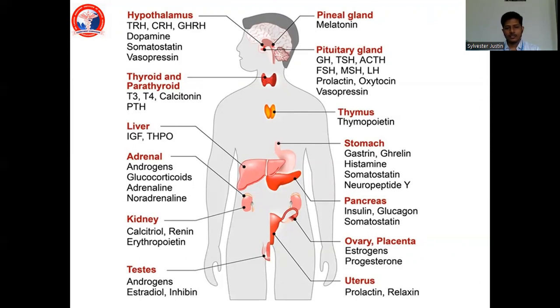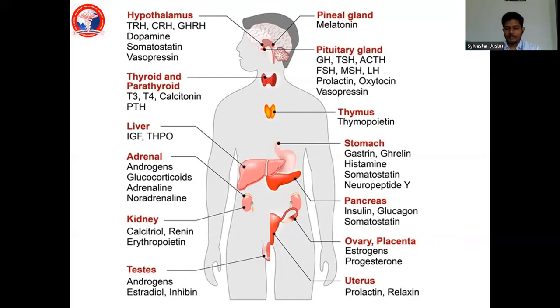Then adrenals secrete the glucocorticoids, the androgens, and adrenaline and noradrenaline. We have kidney, which also is an endocrine organ in the sense that it secretes calcitriol, renin, and erythropoietin. We also obviously have the testes and ovary, which secrete androgens and estrogens respectively. Uterus also is able to secrete prolactin and relaxin.